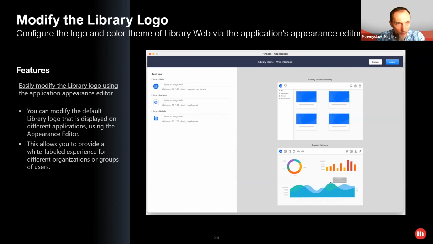Also, there are some capabilities to customize the look and feel of the library and web, and you can specify the logo, the color, and the theme of library web via the application's appearance editor. So you don't have to code anything. You don't need to use any SDK. You just configure it quickly.